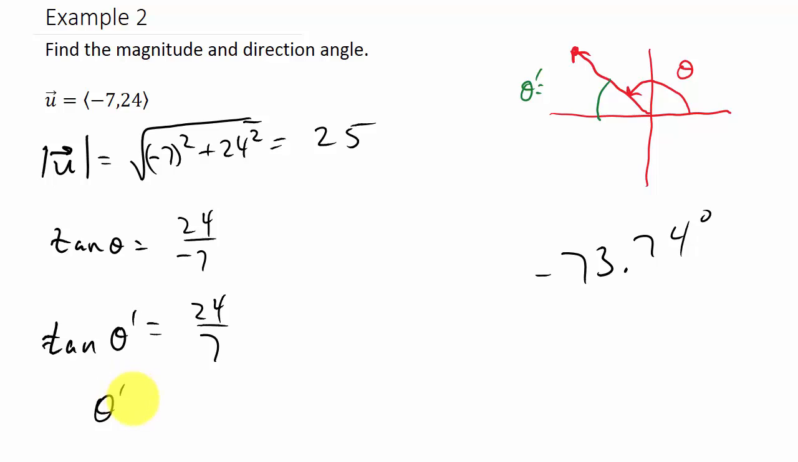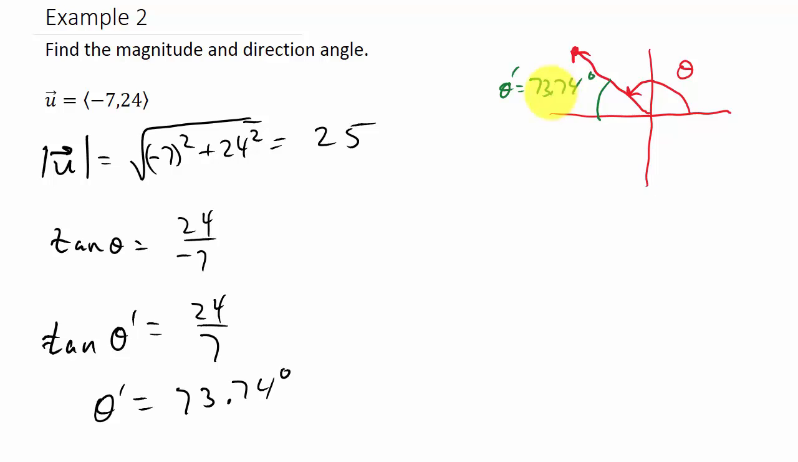So I get theta prime, and then I'm going to do the inverse tangent of 24 divided by 7, and that gives me 73.74 degrees. That is my reference angle. 73.74 degrees. That's my reference angle.